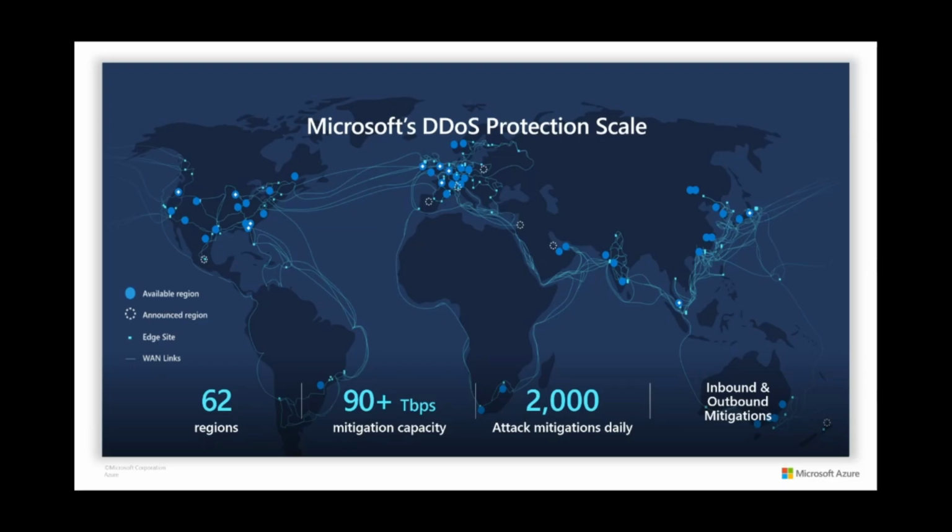And as you can see, we usually have more than 2,000 attacks mitigated daily. And also an important thing to mention is that DDoS protection covers both inbound and outbound traffic, which means that even if there is an attack happening from, let's say, hijacked bots inside your environment, where they start a DDoS attack, that's also mitigated with the Azure DDoS protection.